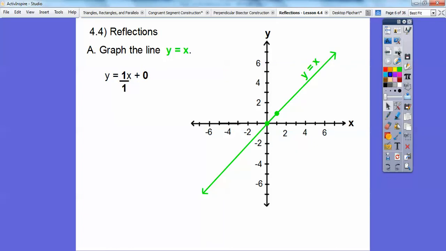I usually graph y equals x in a green line, and that's going to be a reflection line in just a little bit, you guys. So there's the y-axis right there. We're going to reflect over the y-axis also in this lesson, and we're also going to reflect over the x-axis right there. Reflections are like a mirror image.